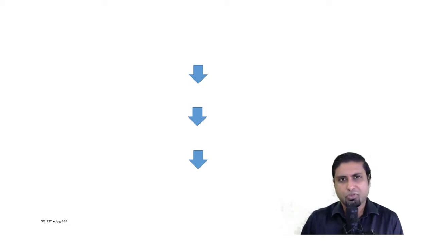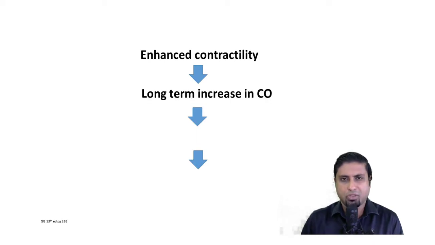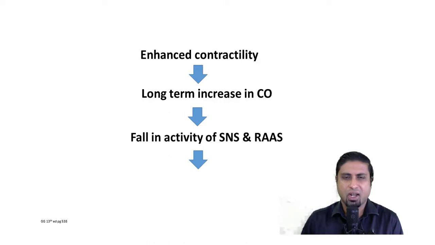Well, being a positive inotropic drug, digoxin increases the contractility. And when it does so, the cardiac output increases. When the cardiac output rises, there is no longer any reason for the SNS and the RAS to remain activated, and therefore there is a fall in the activity of the SNS and the RAS, and this results in vasodilatation.